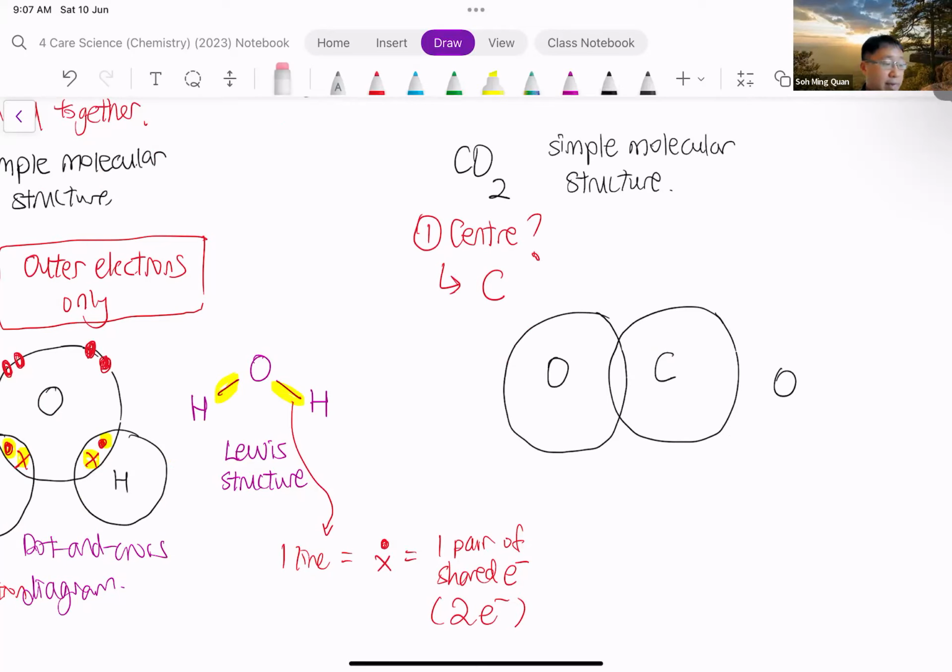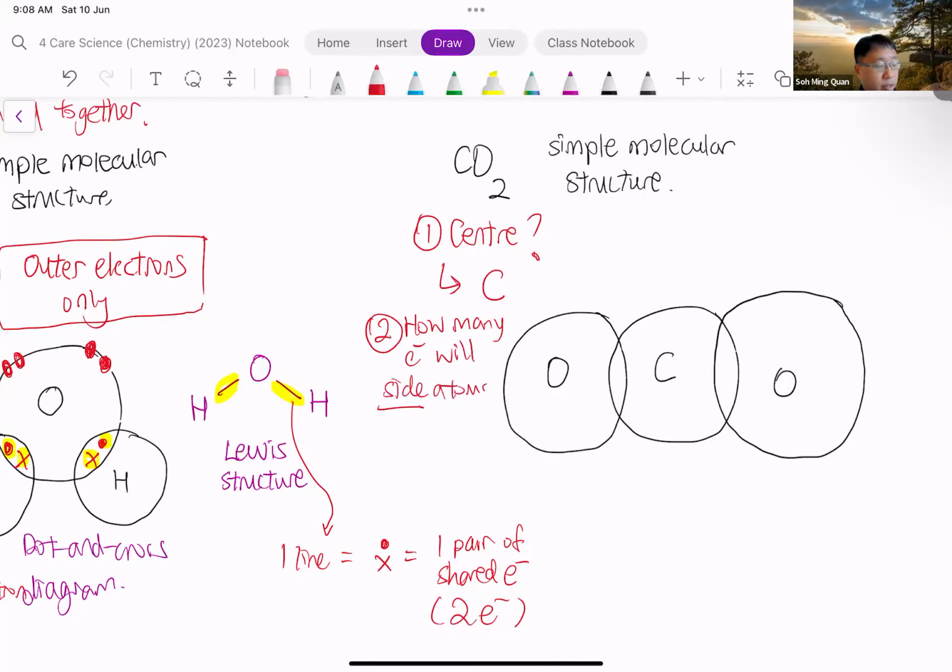Okay, let me draw my shells a bit nicer. Okay, so carbon goes into the center. Remember, once you have fixed the center, the side atoms must all connect to the center. So oxygen connects to carbon. The oxygens do not connect to each other. Oxygens connect to carbon. Now, the next step is to consider how many electrons will the side atoms share, right? So now we got to consider how many electrons will the side atoms share with each other.